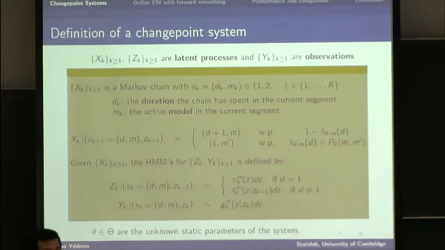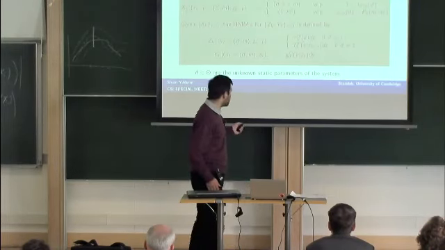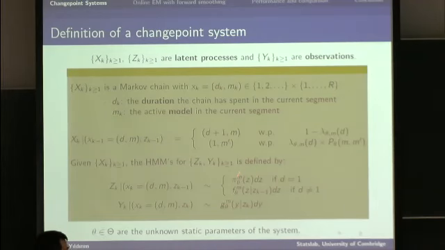And given the underlying structure, that is the locations of changepoints and the models which are active on those segments, Z_k and Y_k are used to define the HMMs on those segments, and they are defined via the initial density for the state, the transition density, and the observation density. Those densities can be different in different models, which is indicated by the superscript.